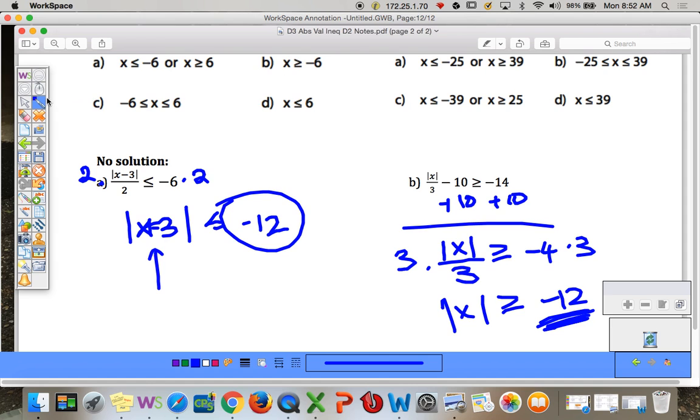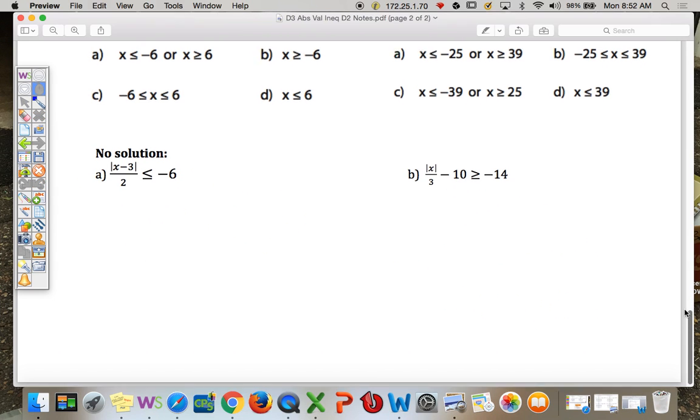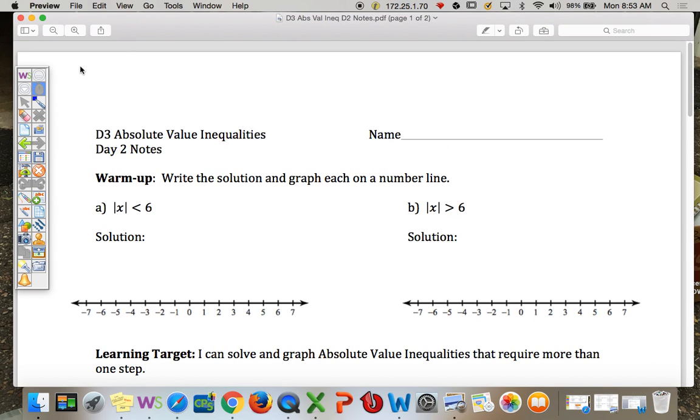All right, so we're going to try this again, absolute value. We'll spend another day in it tomorrow. So take a look at these examples, and you can try your assignment.